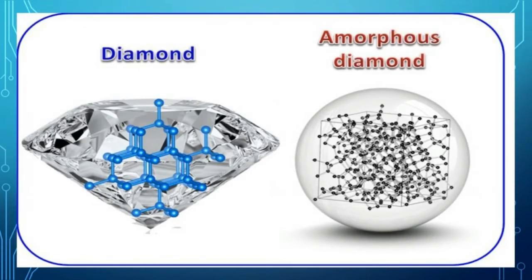Crystalline forms of carbon. Diamond. In diamond, each carbon atom shares its four valency electrons with four other carbon atoms, forming four covalent bonds. Here the atoms are arranged in a repeated tetrahedral fashion, which leads to a three-dimensional structure, accounting for its hardness and rigidity.